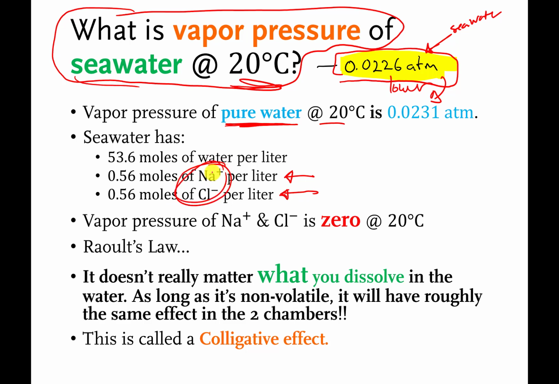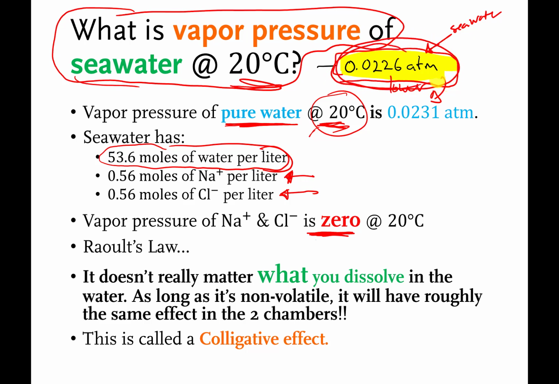Basically, we have table salt, and table salt doesn't make a vapor at these temperatures. In fact, you have to get really, really hot, much, much higher than the boiling point of water, to get the vapor pressure of these things above zero. So as far as we are concerned, sodium and chloride ions have a vapor pressure of zero at most of the temperatures that we will ever see. And because they don't form a vapor, they basically dilute the amount of water, and if they dilute the amount of water, the vapor from the water goes down. So the vapor pressure of water is down.